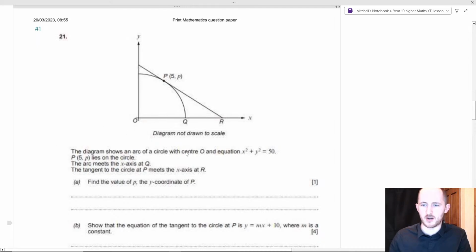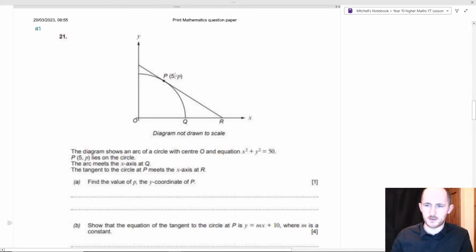So the diagram shows an arc of a circle, and it has an equation x squared plus y squared is 50. And P(5, p) lies on the circle. The arc meets the x-axis at Q. The tangent to the circle meets the x-axis at R. So a lot of information, but if we look at just the first part, it says find the value of p, which is the y-coordinate of P. I really wish they chose two different letters, but whatever.